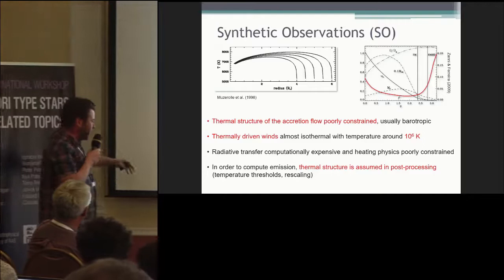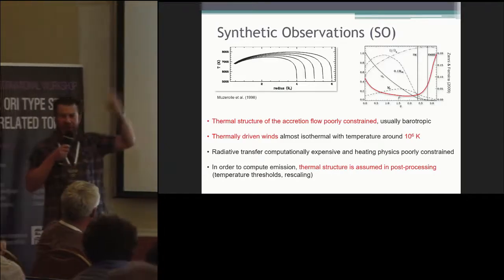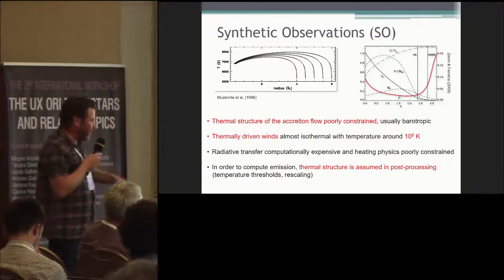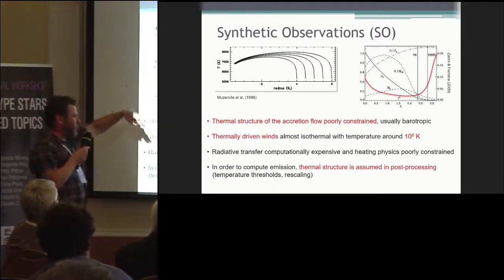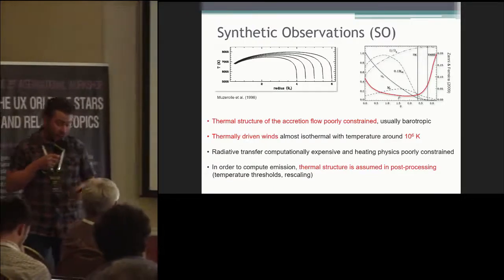So something even very simple: you put a threshold on the temperature, it cannot be larger than 10,000 Kelvin, something like that, or you rescale the temperature profile that you get from the accretion column.